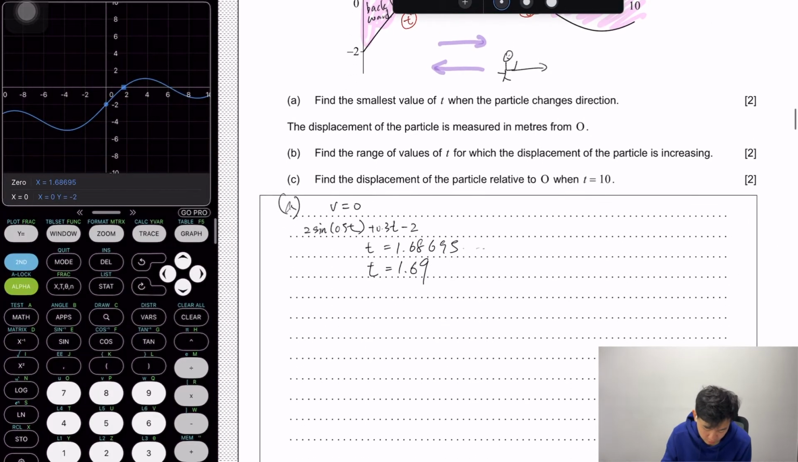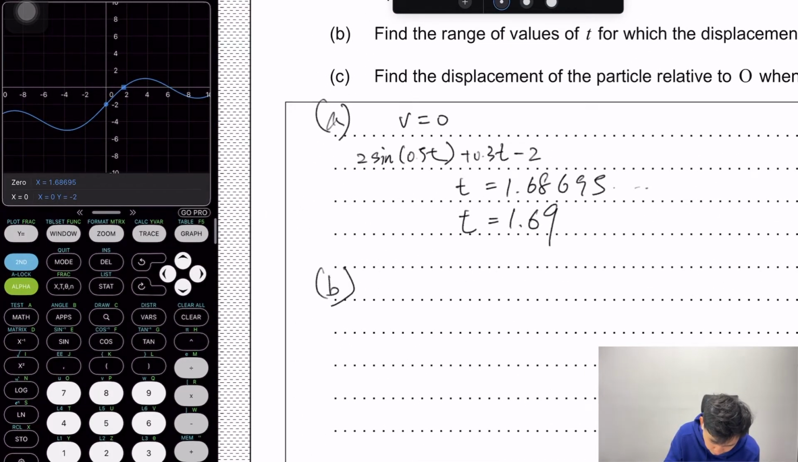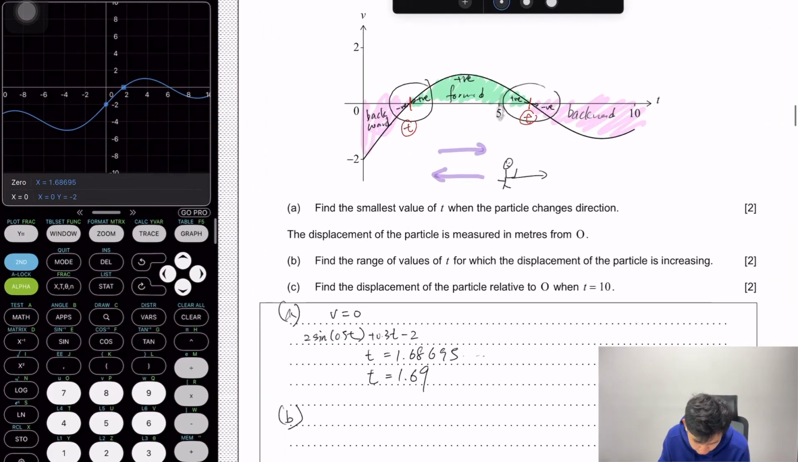Okay, so part B. Find the range of values of t where the displacement of the particle is increasing. Now, just now we talked about if it is going under the x-axis, it is going backward, right? Which means it is actually decreasing from the displacement perspective. So now we have to go forward. Forward, what does it mean? That means we only take a look at the green value there.